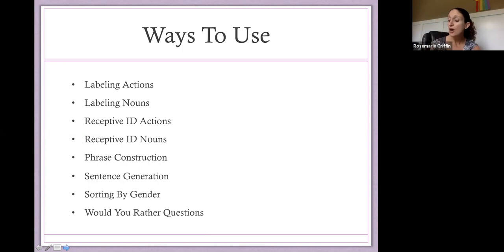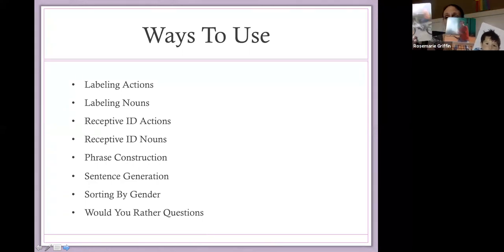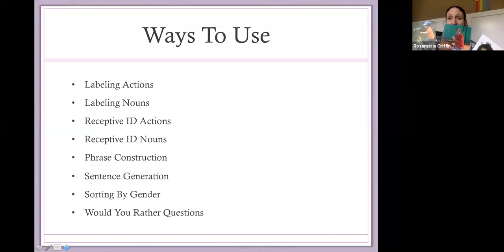You could also use it where you're putting out a couple different cards, and let's say that you put out 3 cards, and you want the student to identify riding. And so you put out the riding bike, playing tennis, and blowing. And then you'd say, where's riding? Touch riding. So that would be a receptive ID of actions. And so that's nice too, as a way for students to build their vocabulary, to build a repertoire of understanding different action words.